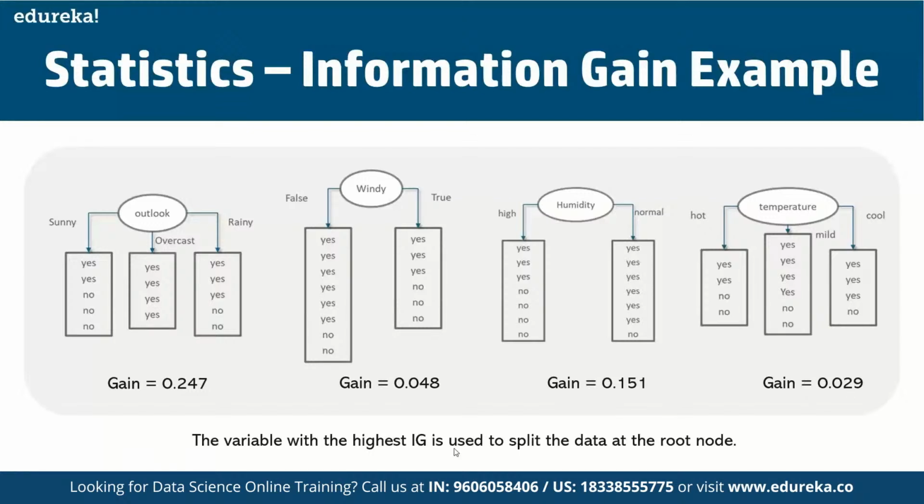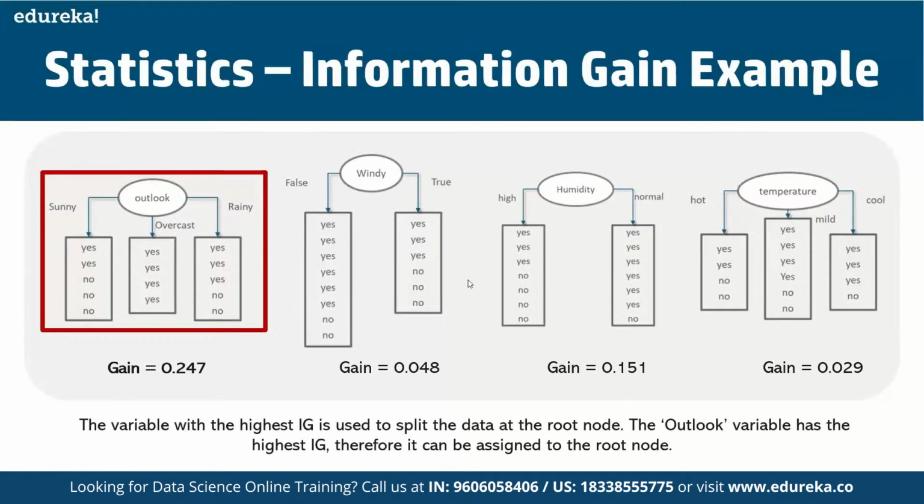Where is the gain highest? For outlook variable, we have a very high gain. So I'm going to say outlook is going to be my first feature, or I'm going to split my data based on outlook, because if I do that split, I'm going to get a good gain in my data. What is gain? There is some information that I'm capturing to be able to split my data correctly. That is called information gain.